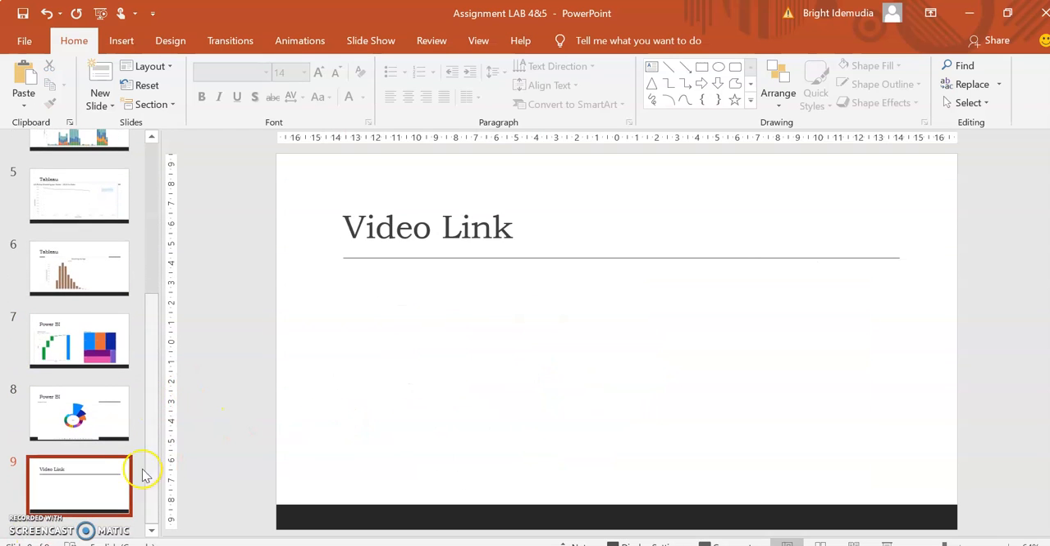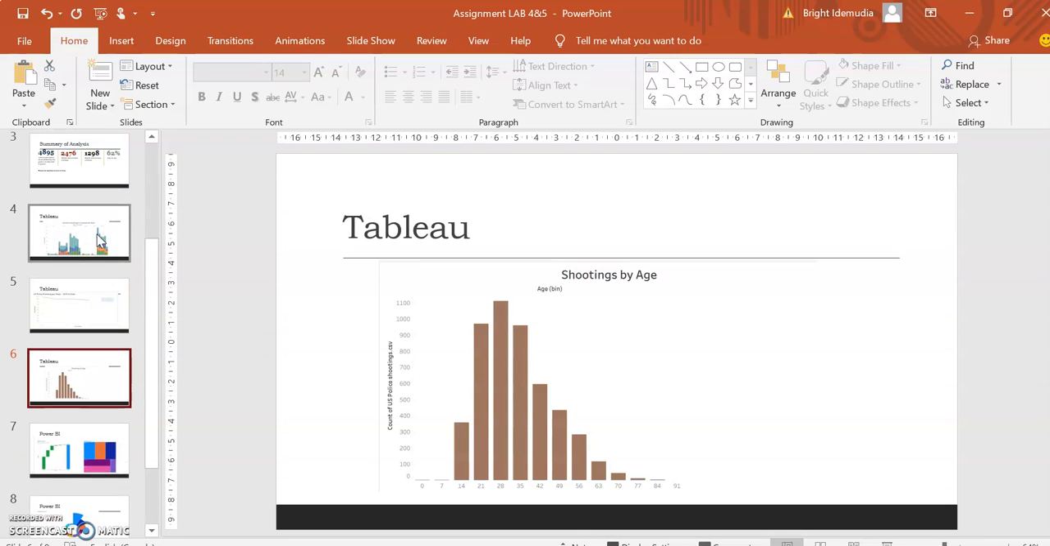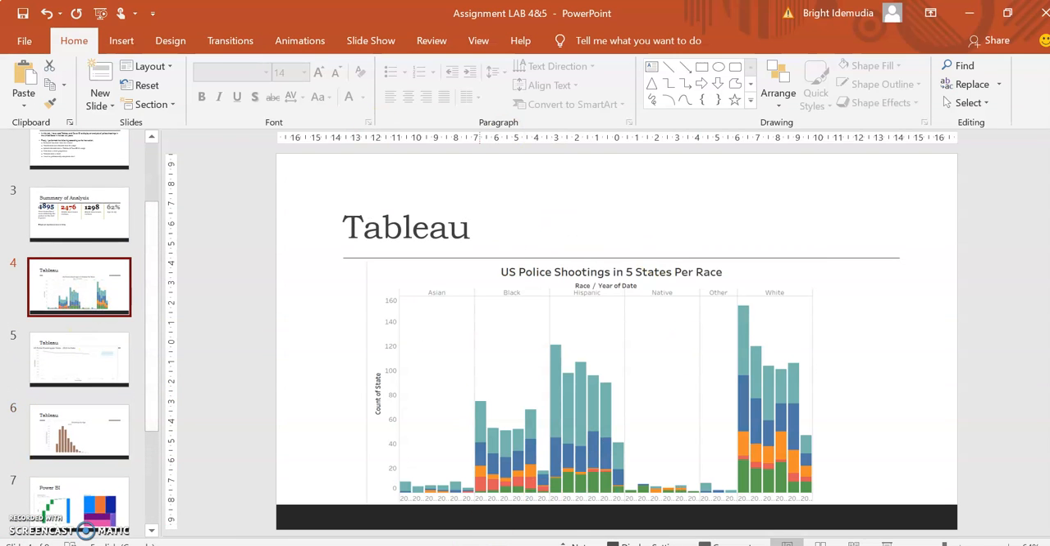So the following slides just contain the demonstration of data from Tableau and Power BI, how I've used them to come up with it, but I won't be spending so much time here. I'll rather just take us through how I came up with it.